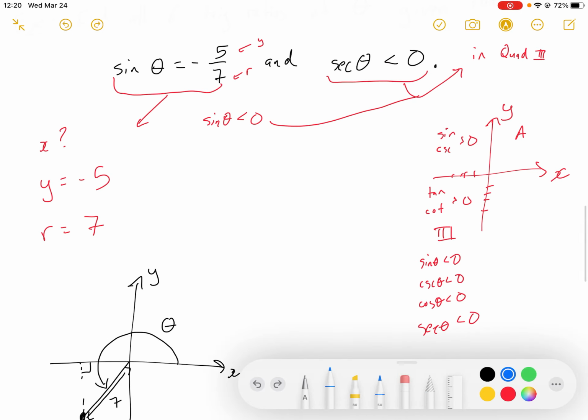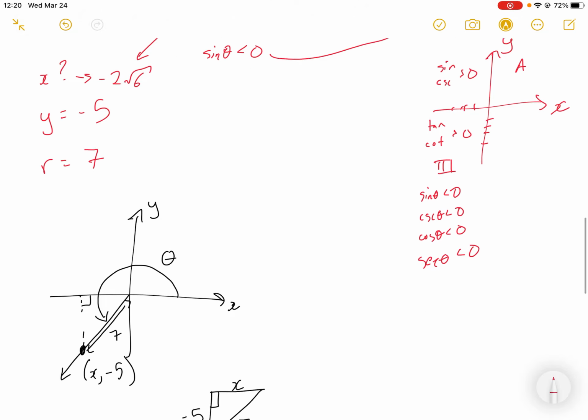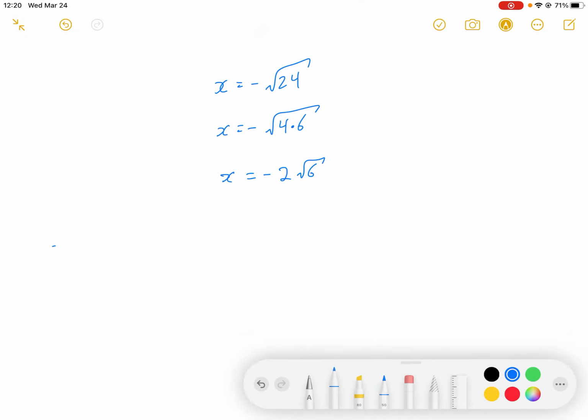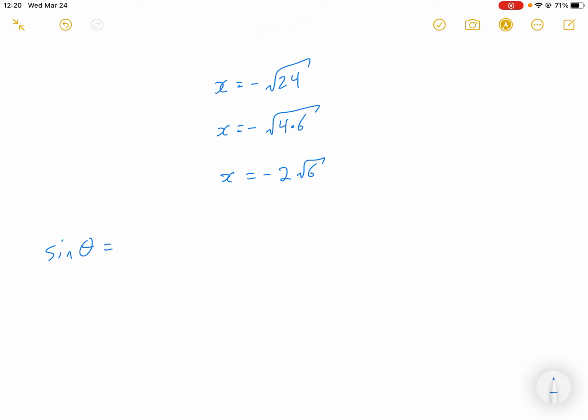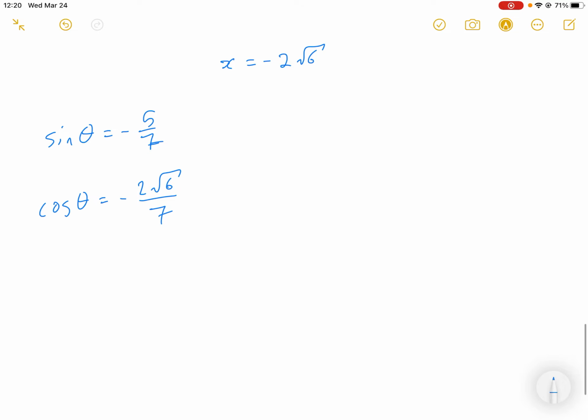So let's go back up here. We now know that x is negative 2 times square root of 6. And so we could actually solve the problem at this point. I know what sine of theta is, that was given in the problem. I can now get cosine of theta. Cosine of theta will be negative 2 radical 6 over 7.